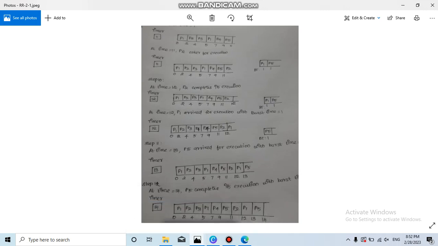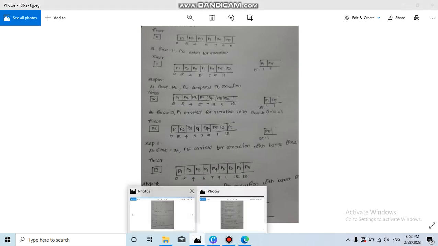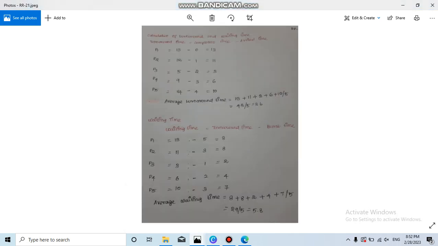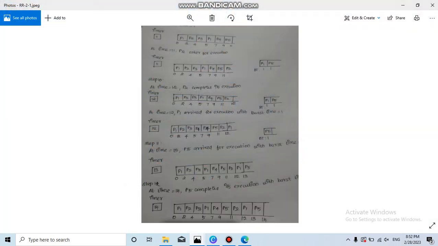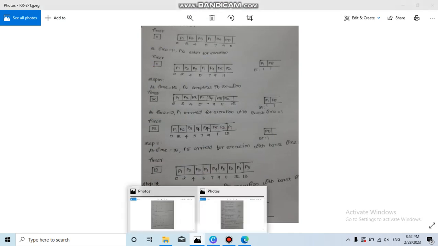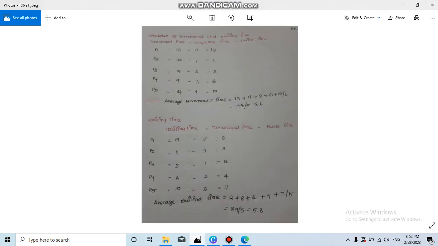Next we have to calculate the turnaround time and waiting time for this specific round robin. Here P1's completion time is 13, P2's completion time is 12, P3's completion time is 5, P4's completion time is 9, and P5's completion time is 14. We take the completion time of each and every process for calculating the turnaround time. As we know, the turnaround time is equal to completion time minus arrival time.